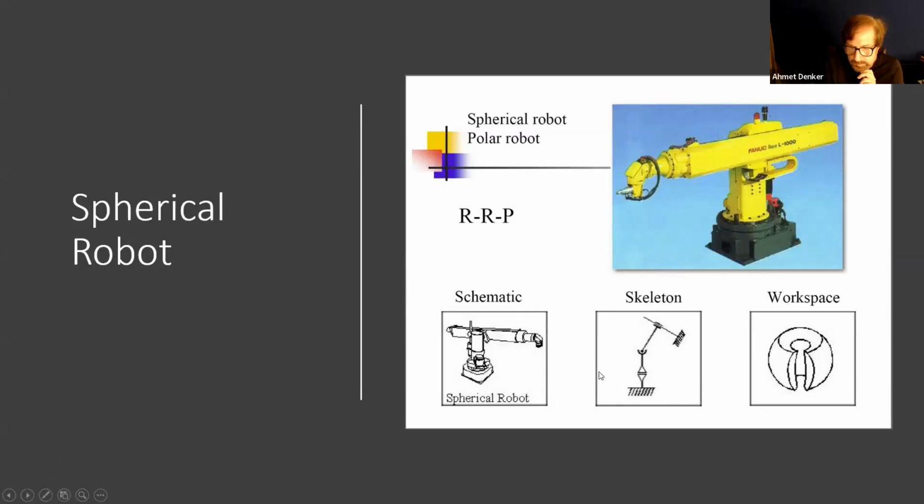Spherical robot. Look, here the prismatic joint is shown a different way. So there, I said to you, there are more than one ways of showing it. Okay, this is the prismatic joint as well. This is the revolute joint. And this is the prismatic joint. You see, in the same skeleton, two prismatic joints are shown by using different symbols. Both of them are prismatic joints, and this one is revolute joint.